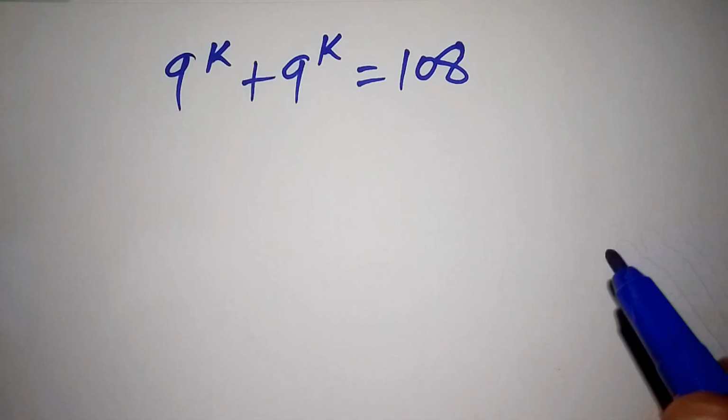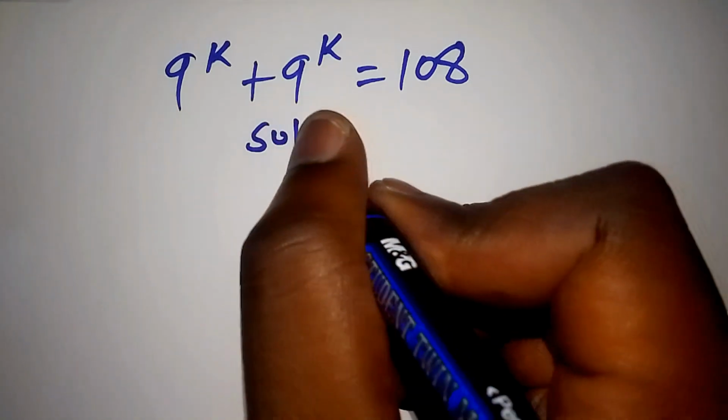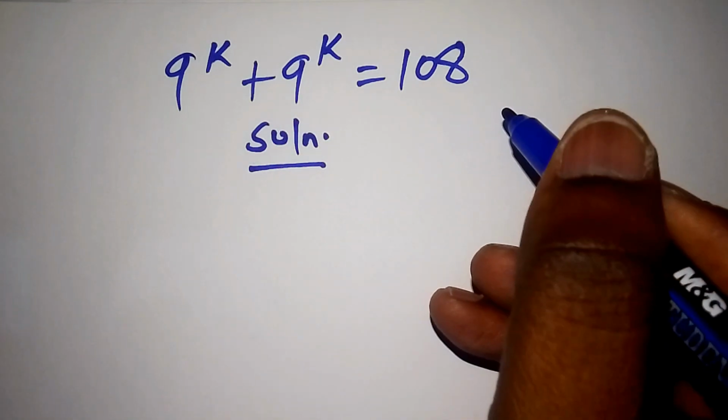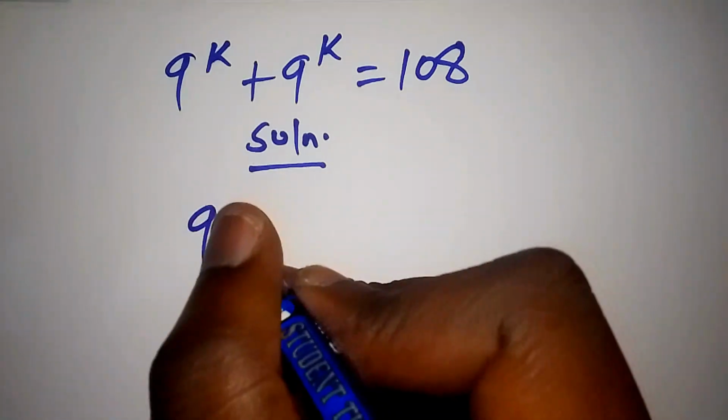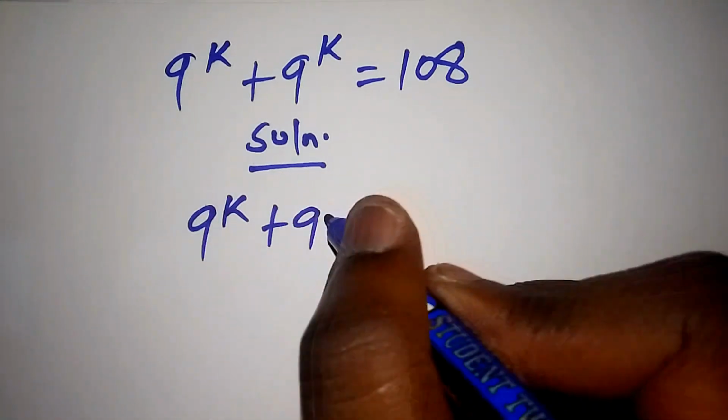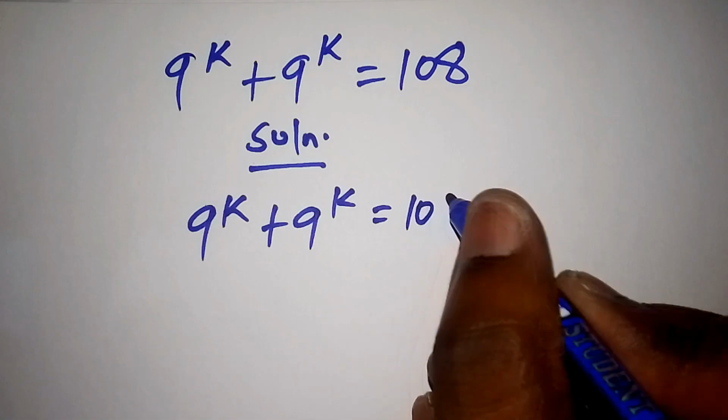So let's now start with the solution. You can also try it out, then from there we can compare our answers. So we have 9 to the power of k plus 9 to the power of k is equal to 108.